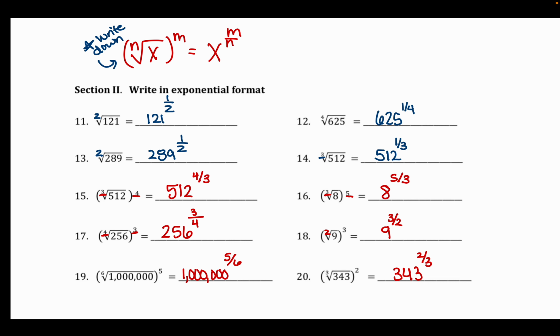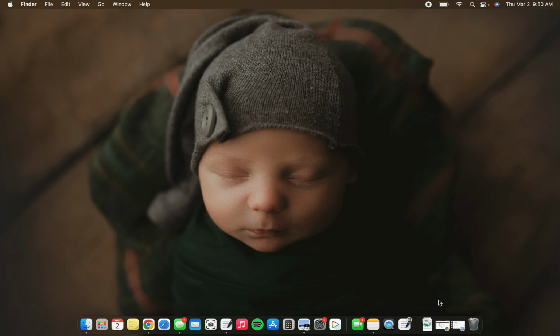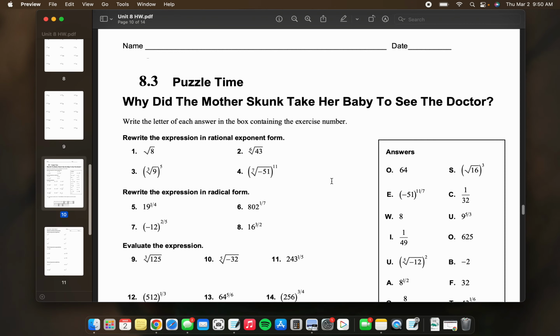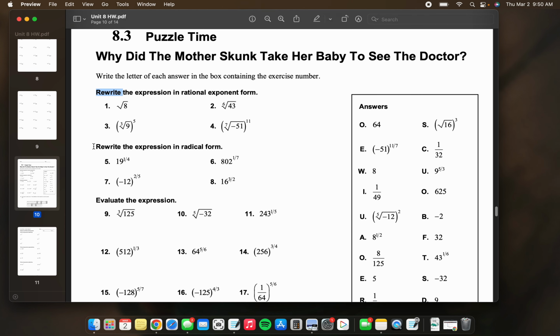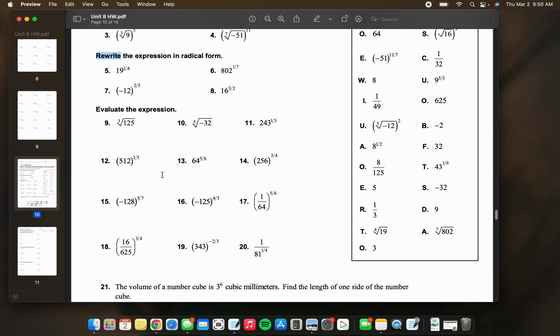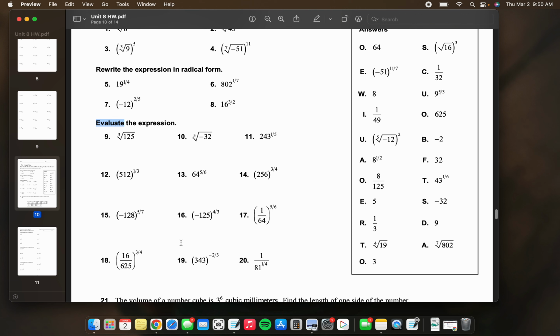So our homework is going to be this puzzle worksheet. Okay, so make sure you're reading the directions. The first 4 is just rewriting them. 5 through 8, again, is just rewriting them. The last ones, though, that is where you're going to evaluate. So this is where you're going to get a real answer.